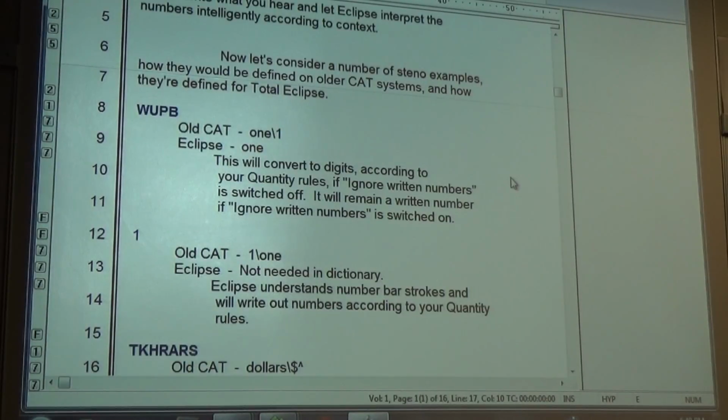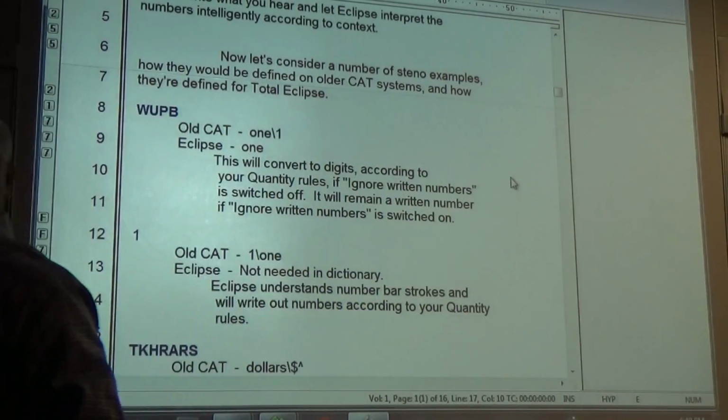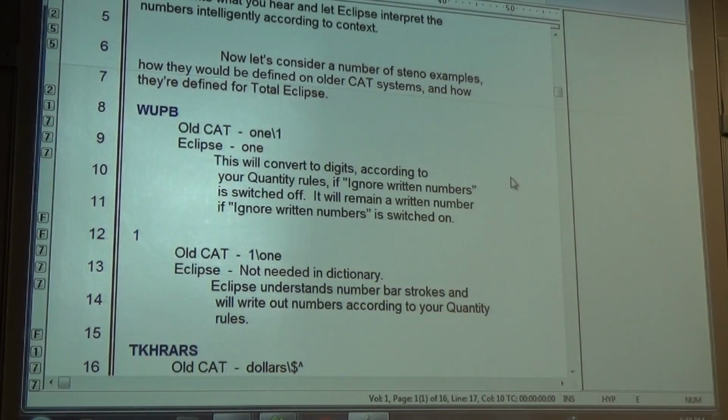Don't do it yet, because I have two different ones. I have the number bar, and I have ONE. So I guess it's a work in progress to do on our own time.